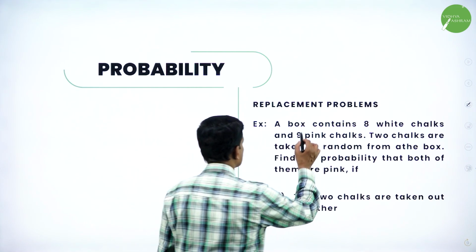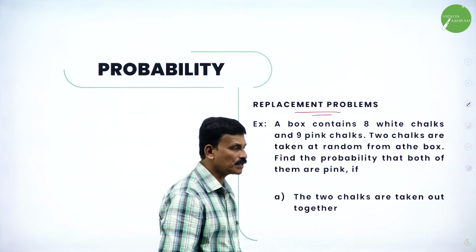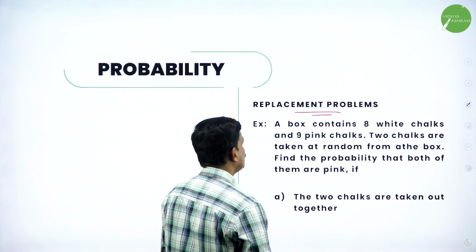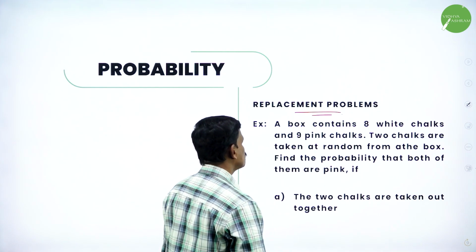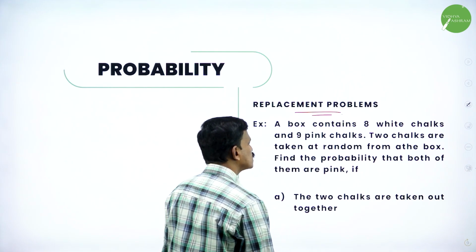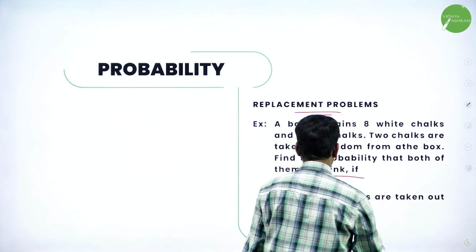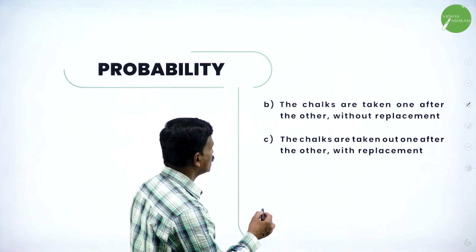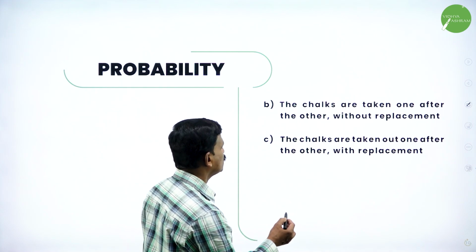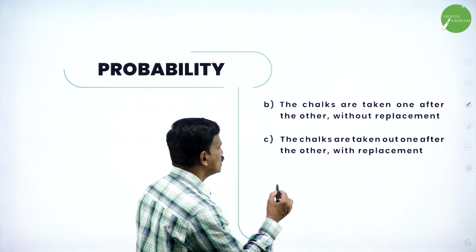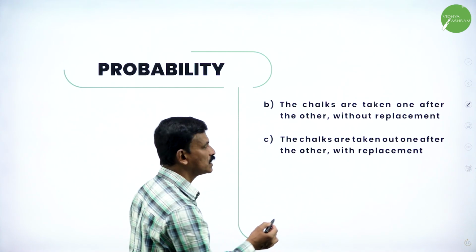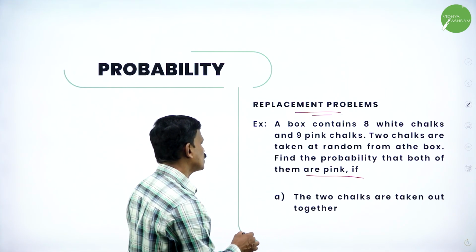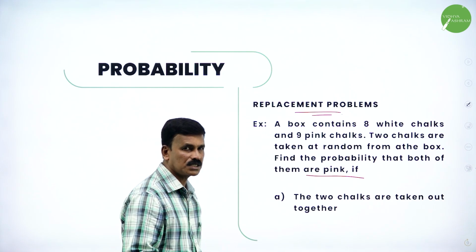So, the replacement problem. This is also very important. You may expect one question from this replacement problem. Now, what is the problem here? A box contains 8 white chalks and 9 pink chalks. 2 chalks are taken at random from the box. Find the probability that both of them are pink if the 2 chalks are taken out together, and the second condition, the chalks are taken one after the other without replacement. The chalks are taken out one after the other with replacement. One is without replacement, another one is with replacement, and the 2 chalks are taken out together. These are the 3 conditions given, right?